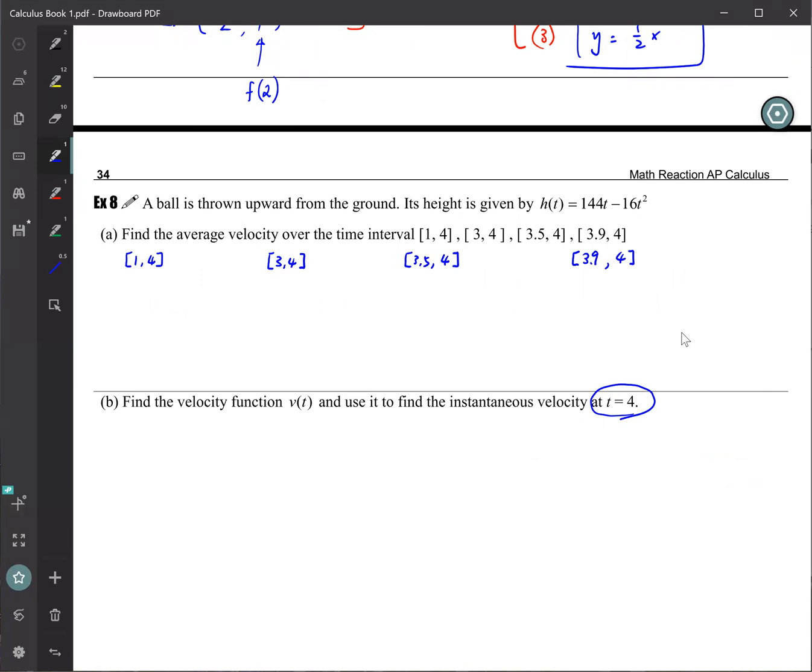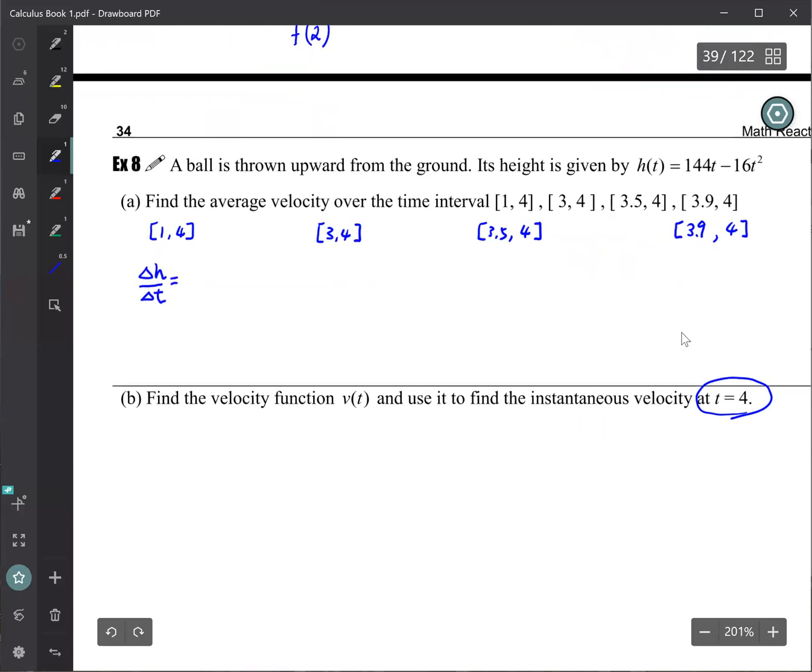Instead of position, make sure you also adapt to the new variable. Instead of position, we have height. So the velocity here is delta h over delta t. Please make adjustments. For example, it will start with h of 4 minus h of 1 over 4 minus 1. It's all similar. Once you figure out the 4 average velocities, please raise your hand.